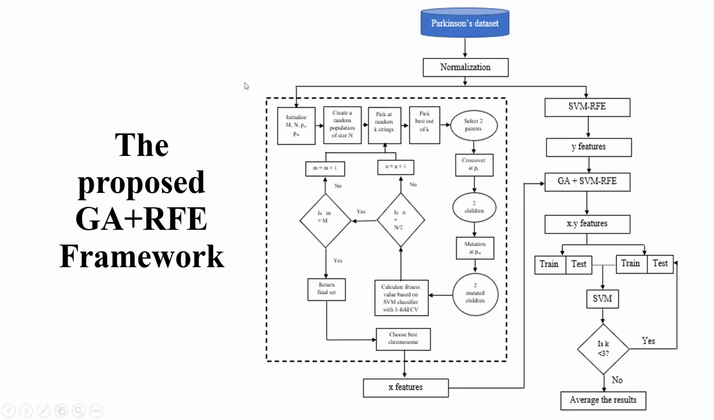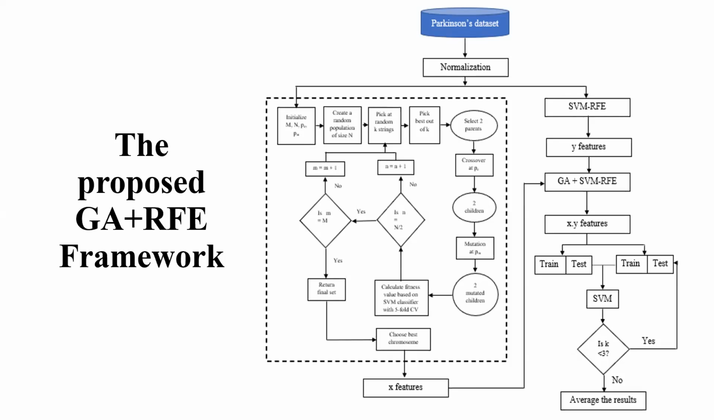First of all, we have taken a Parkinson dataset and normalized it so that all the features are given equal value. Next, we have simultaneously given the dataset to the genetic algorithm and SVM RFE. In the genetic algorithm, initially we initialize the number of generations, number of population, probability of mutation, crossover probability, and create a random population of size n.